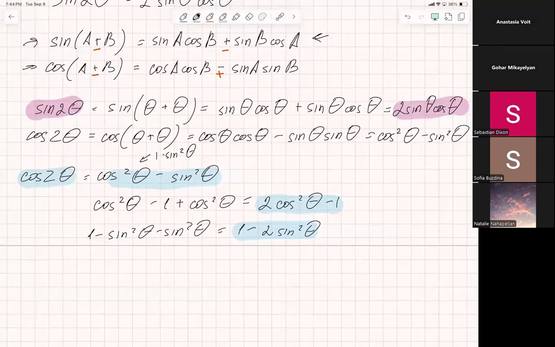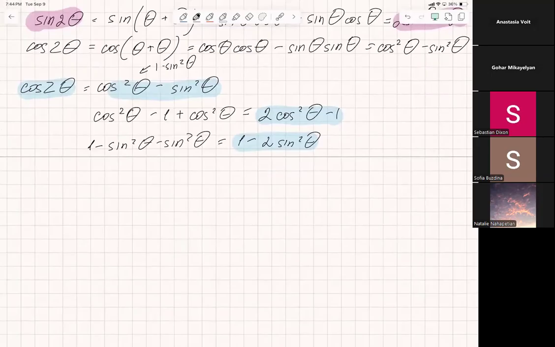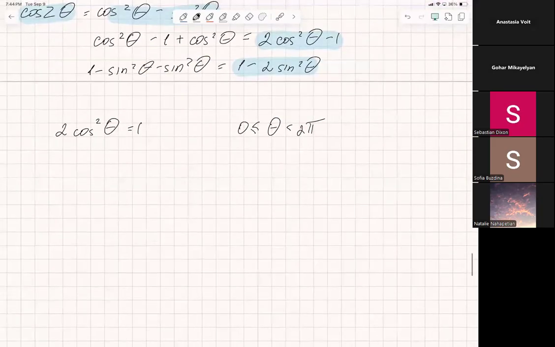Okay, now let me go over a couple of examples that are trig related. Yeah, so let me go over this one. I have to solve 2 cosine squared theta equals 1. So I have a restriction on the domain. My theta should be between 0 and 2 pi, meaning that it is just the first cycle, right? So what I need to do here is solve for theta, right? I need to find what my theta actually is.